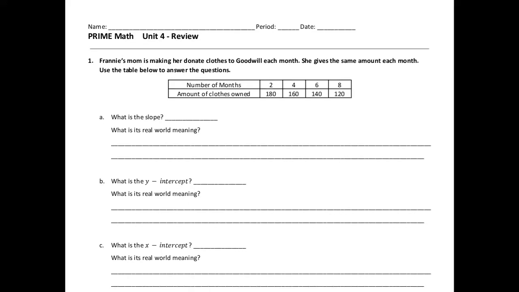Franny's mom is making her donate clothes to Goodwill each month. She gives the same amount each month.